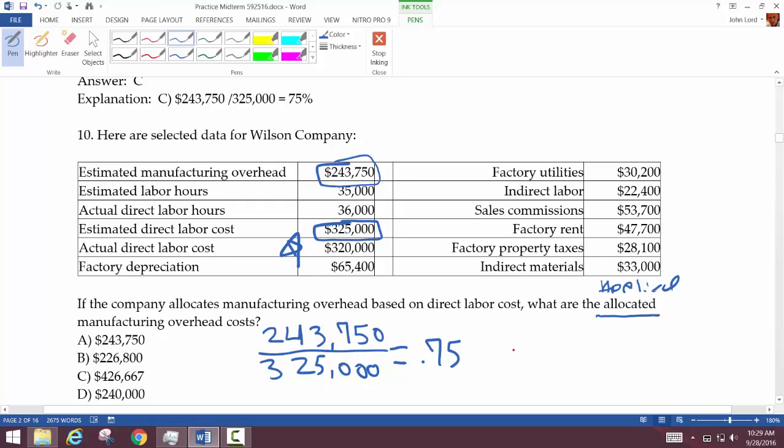Now multiply it by 320,000. Good. We're using our direct labor cost, so we have the 0.75. And notice we picked up the actual direct labor cost, right? Did you get that? Okay, good. So you take that 0.75 times the 320,000, and that gives you what? 243,750? No, 240,000. Oh, 240,000? Okay, good. So that's D. Okay, nice. Good job.